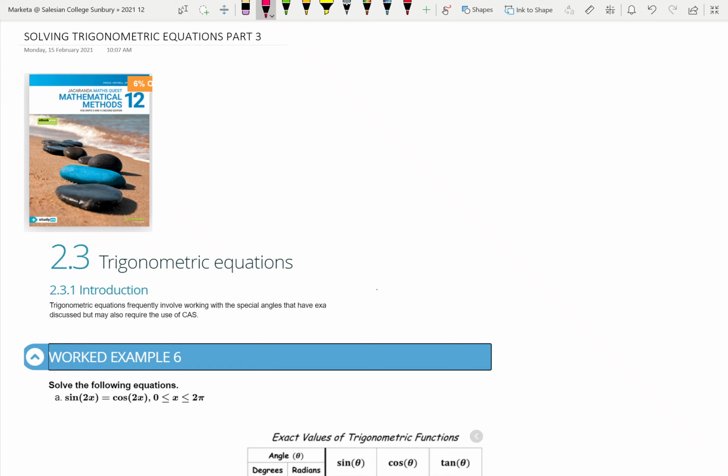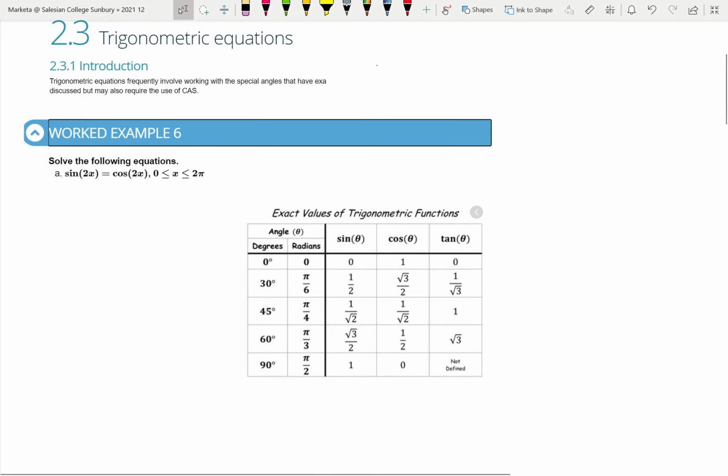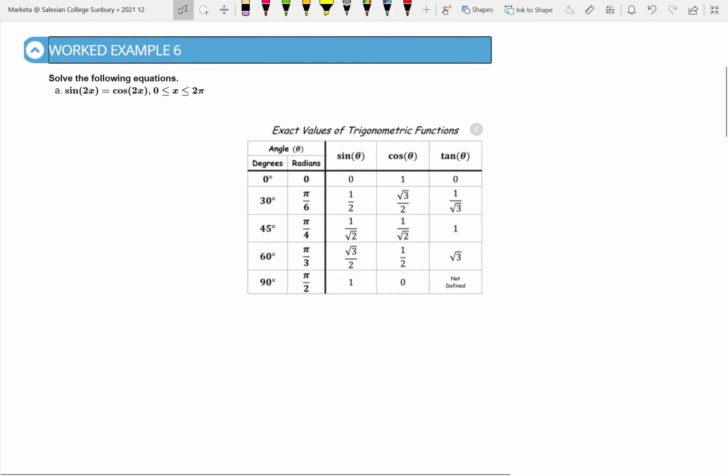Hi guys, so today we're going to continue on with exercise 2.3 from the Jacplus textbook, and this is the third video, and the final one for these examples, and we're still solving trig equations. These are a little bit harder and they involve identities, so we've got to be really on the ball with that. The first one, we're looking at sin 2x equals cos 2x, and we have a domain of 0 to 2 pi.